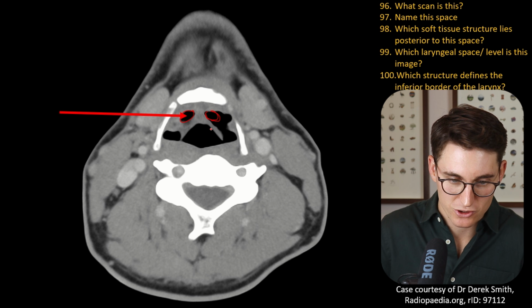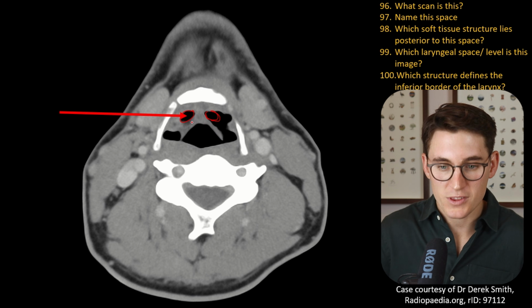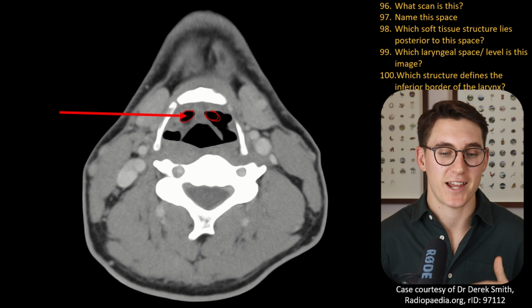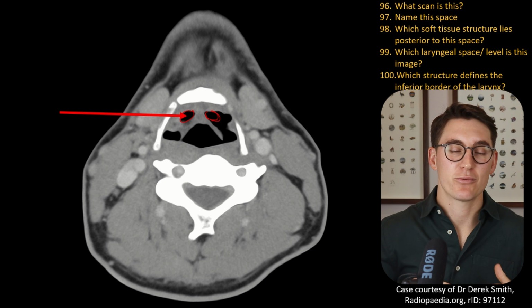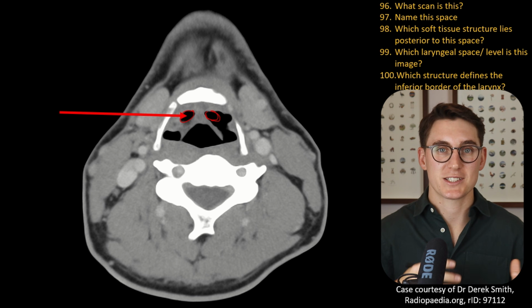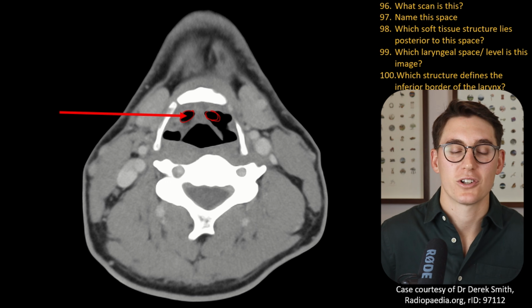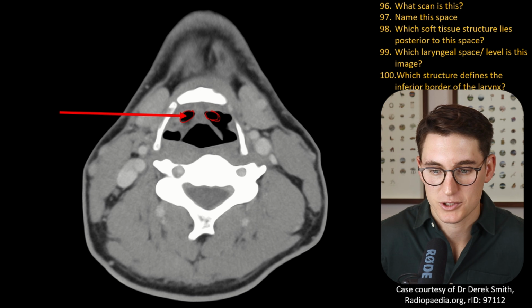What is this soft tissue structure posterior to the vallecula? Our epiglottis. Now, which laryngeal space is this image? Which slice are we in our larynx? Well, we separate our larynx into supraglottic, glottic, and infraglottic spaces, and that helps us when we're staging laryngeal cancers. Here we are in the supraglottic space. Our epiglottis is superior to our true vocal cords.